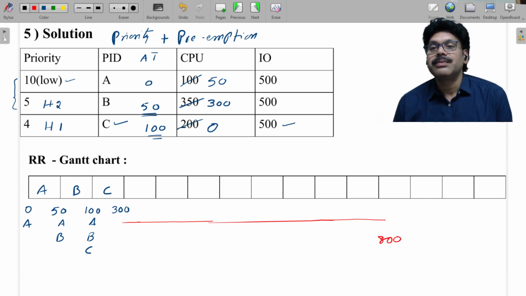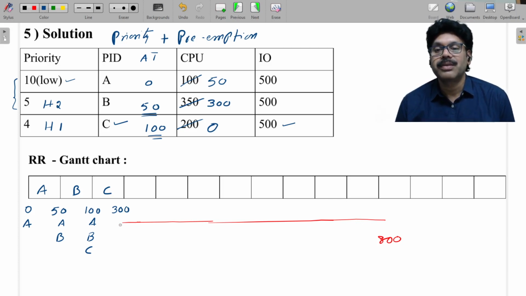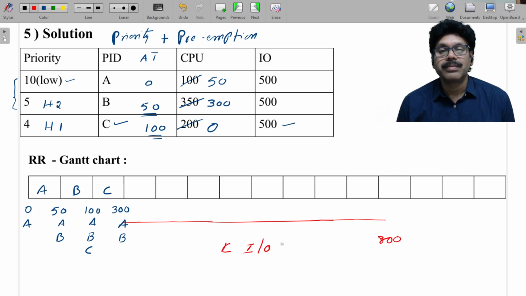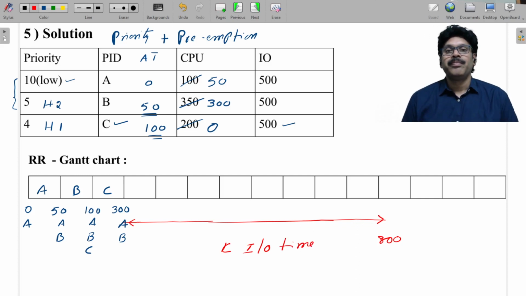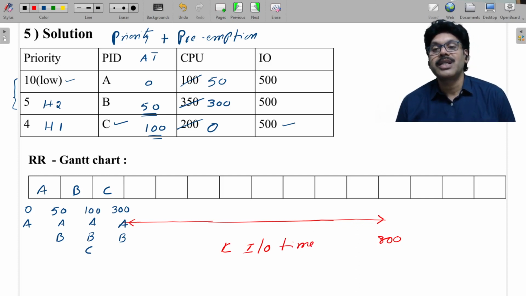Okay, now continue. Here, C is left over because A and B are continuing. C already went to IO. The red color mark which I mentioned, this is the C IO time, from here to here. Then after that, among A and B, which is having the highest priority? B has got the highest priority. So therefore, B is given how many units of time? As many times as you compare A and B, B is always higher. So B takes complete 300 units.